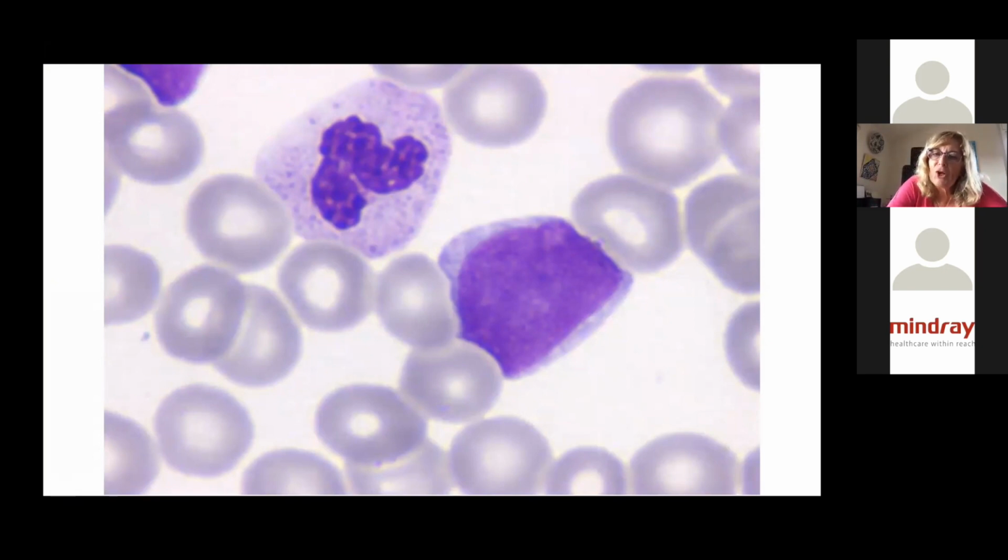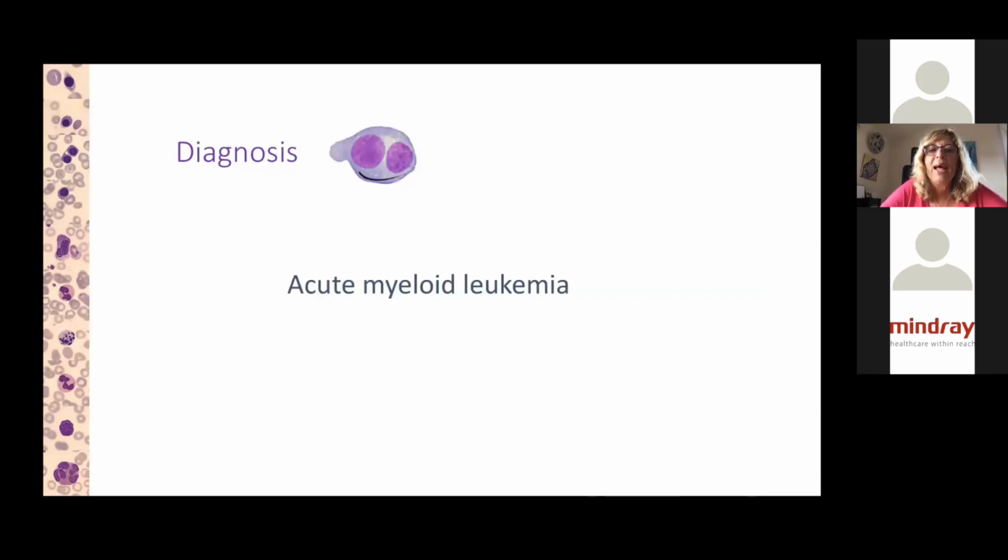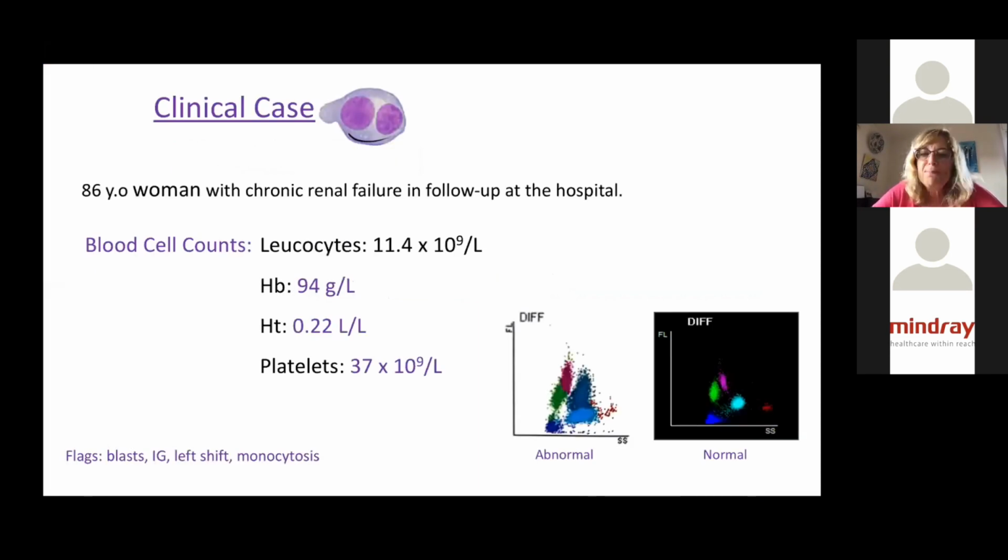Most of the myeloid blasts have this rectangular shape of the nucleus with respect to the cytoplasm. You can see the line of the nucleus is parallel to the line of the cytoplasm. This is typical of the myeloid blasts. And the diagnosis was an acute myeloid leukemia.